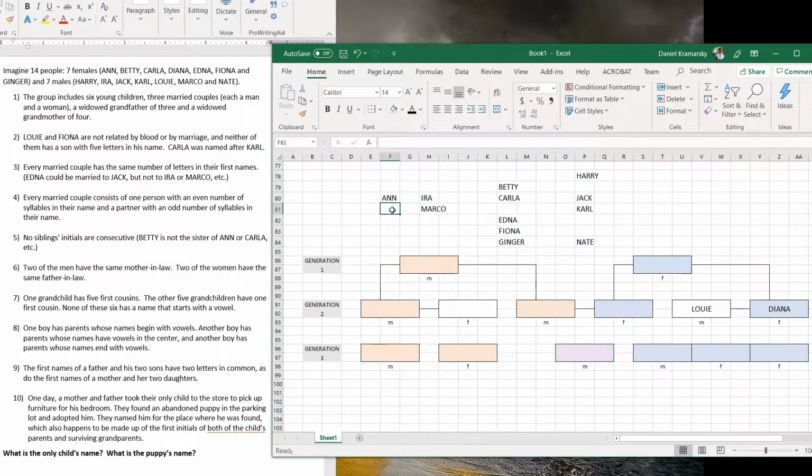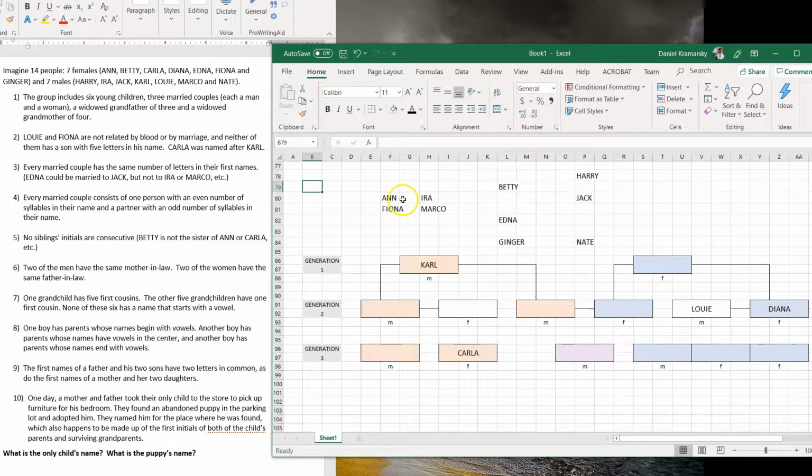And who's Marco married to? A person with an odd number of syllables in their name and a vowel at the end. It has to be Fiona. That means that Carl is left over, and he has to be the grandpa. There's only one position for a girl who was named after Carl. Carla was named after Carl, so Carla is Carl's granddaughter down here.